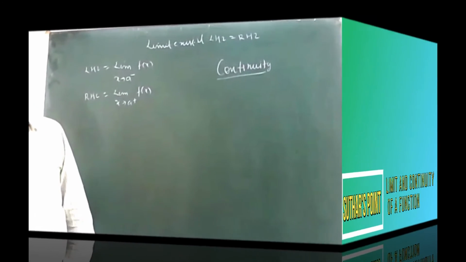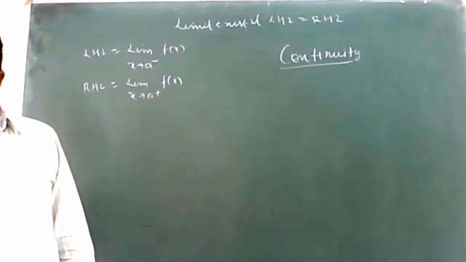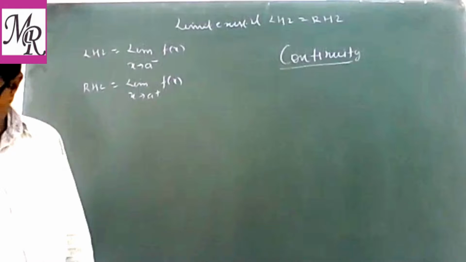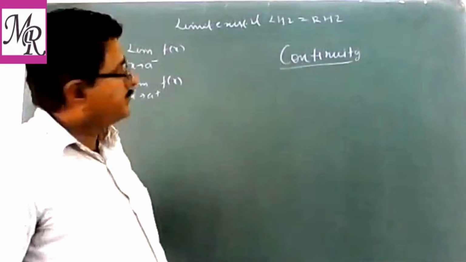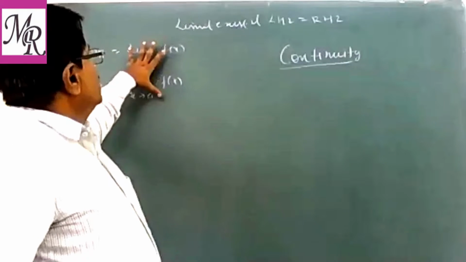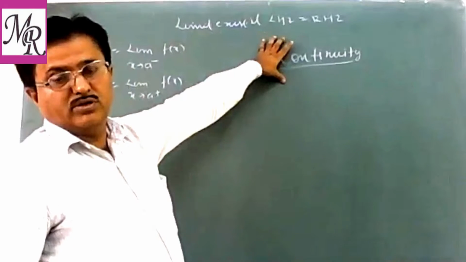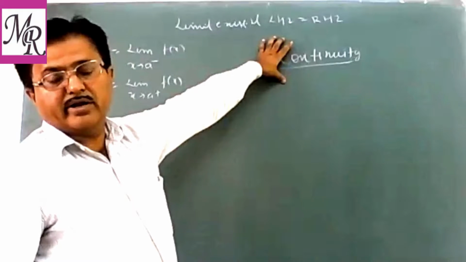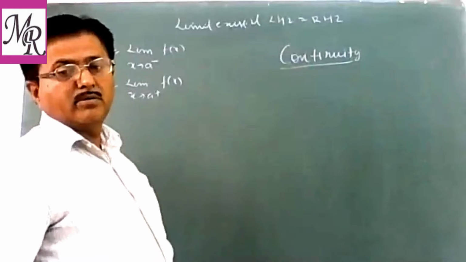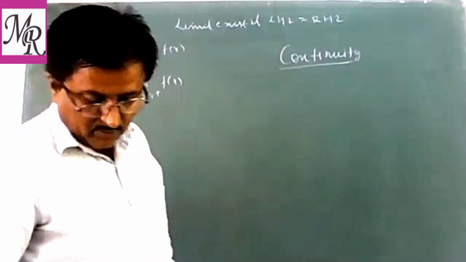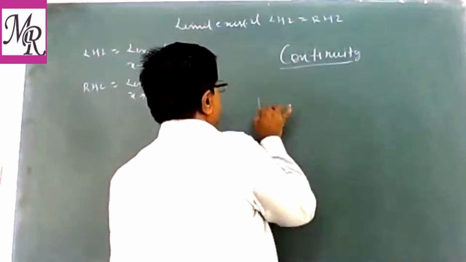Hand limit and right hand limit both are equal, then one may say the limit exists. Correct? So this topic we can extend in the continuity also. We need the left hand limit and right hand limit for checking the continuity. So for that you have to consider one function.